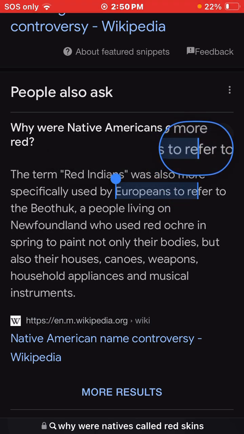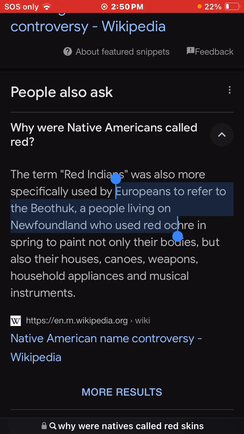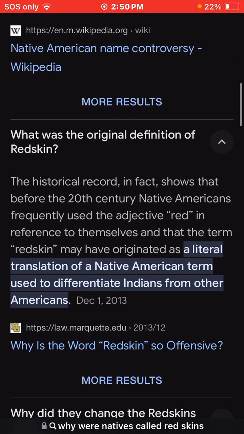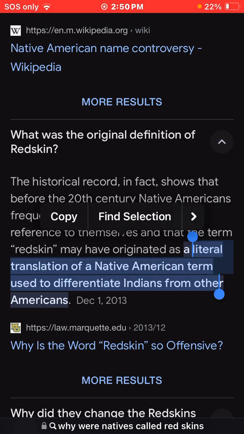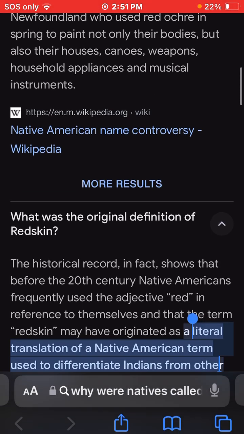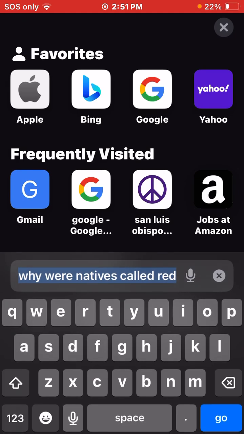It says to refer to the Beothuk, a people living on Newfoundland who use red ochre, you see, in spring to paint not only their bodies but also their houses, canoes, weapons, household appliances, and musical instruments. And then here it says that the red was a reference that may have originated as a literal translation of a Native American term used to differentiate the Indians from other Americans. You see, so the term savage or redskin was given to Gad to differentiate, differentiate, that's how you say the word, from Esau and the Native Americans.